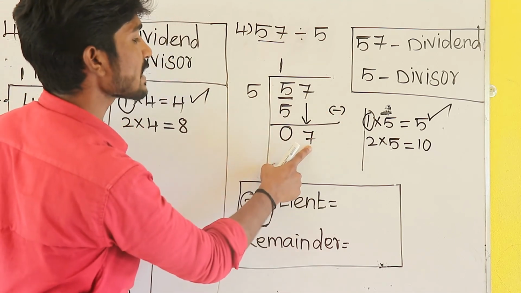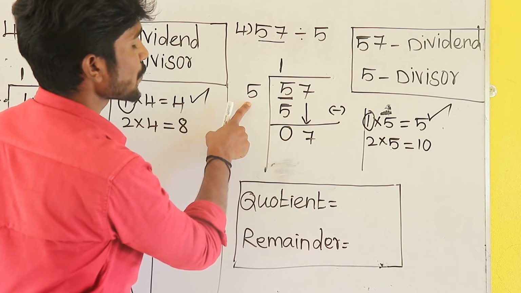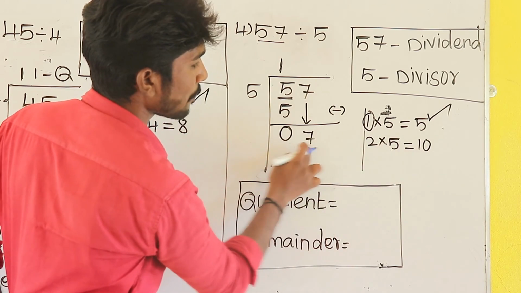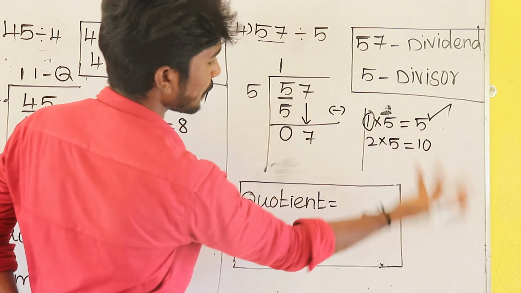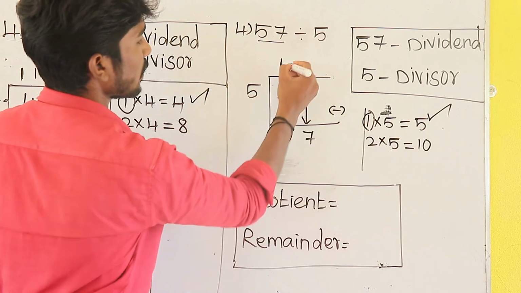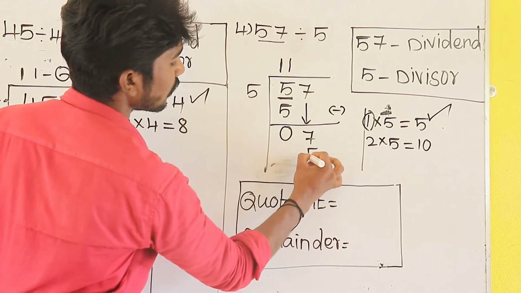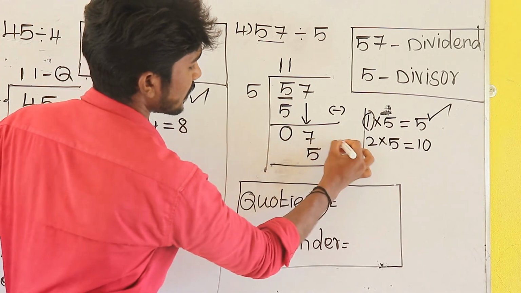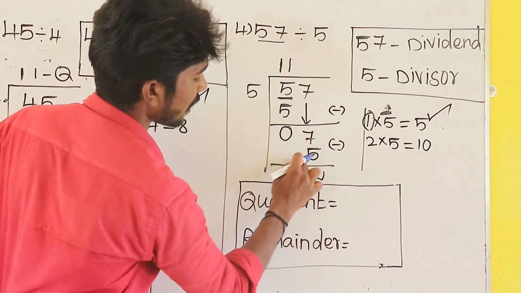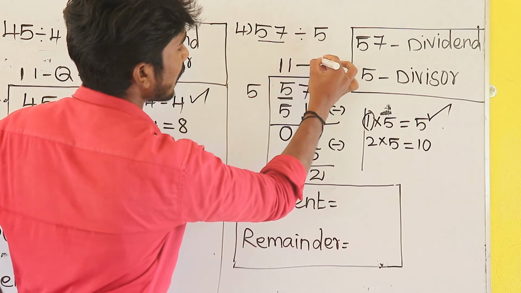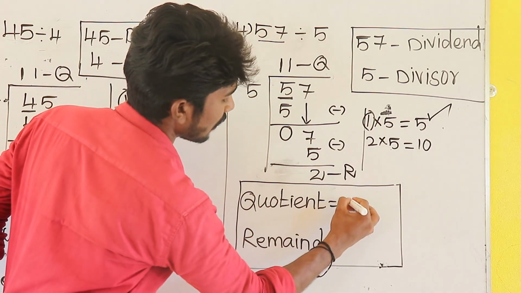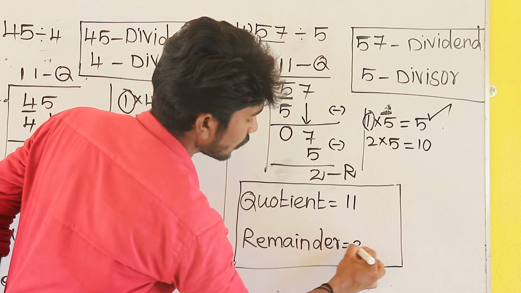Now 7 is the dividend value, and 5 is the divisor. But here 1 5s are 5, 2 5s are 10. 7 is the smaller number, and 10 is the greater number. So this one is impossible. So the next number, 1 5s are 5, is possible. Write 1 5s are 5. Next, subtraction. 7 minus 5 is equal to 2. So here 11 is the quotient value, and 2 is the remainder value. Write quotient value 11, remainder value 2.